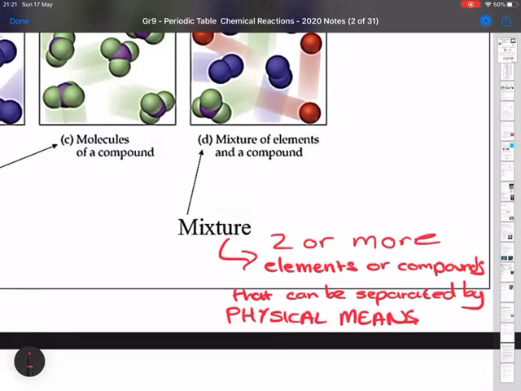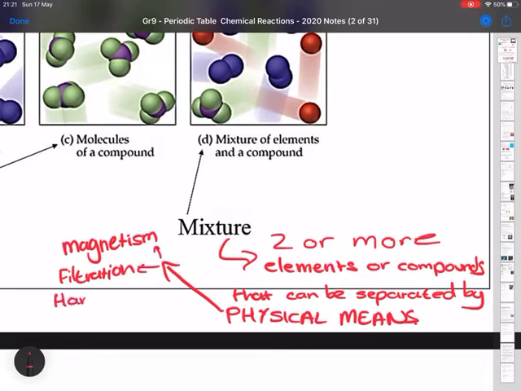And physical means, there are some different physical means. You can have magnetism, you can have filtration. Another one is hand separation.